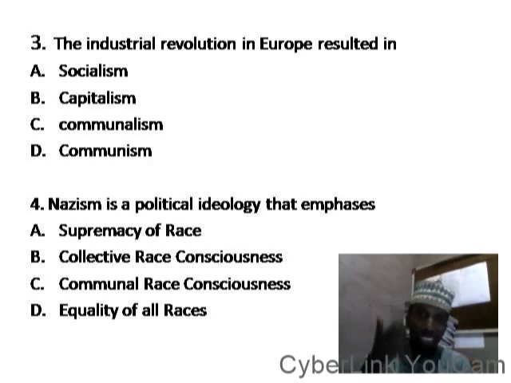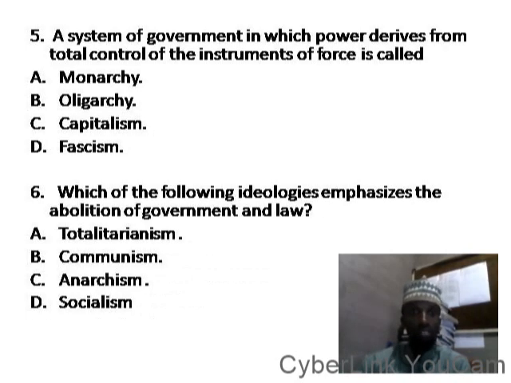If you look at the history, Adolf Hitler believed in the supremacy of the Aryan, that is the blood of the German. That is why he declared war to dominate all the European countries. That war brought about the Second World War that took place between 1939 and 1945. The correct answer to the question is supremacy of race. That is, the German nation is above everybody. The blood of the German is supreme. That is the belief of Hitler.